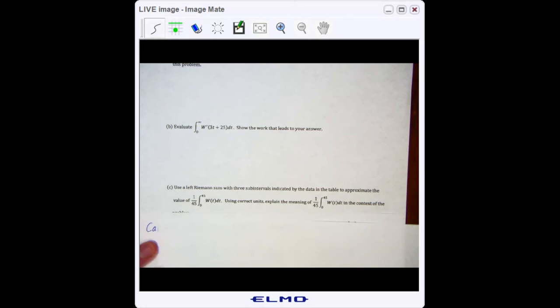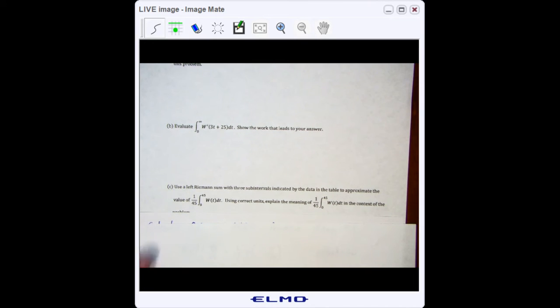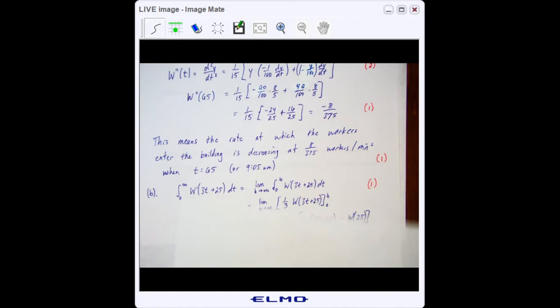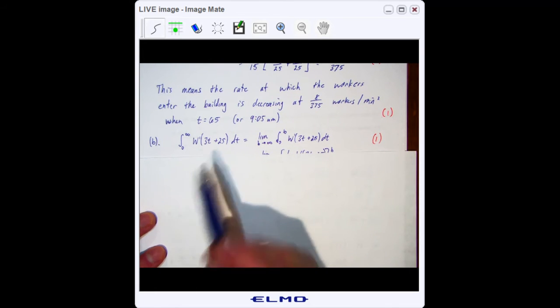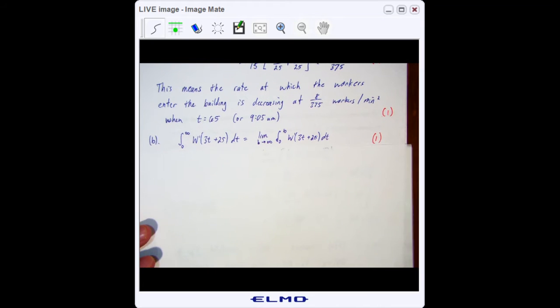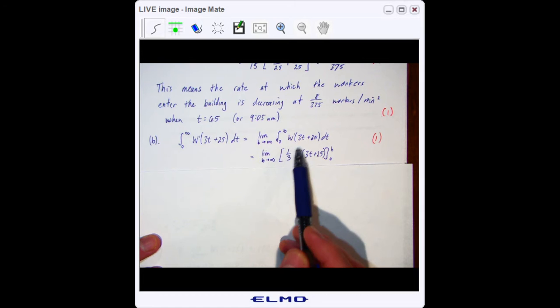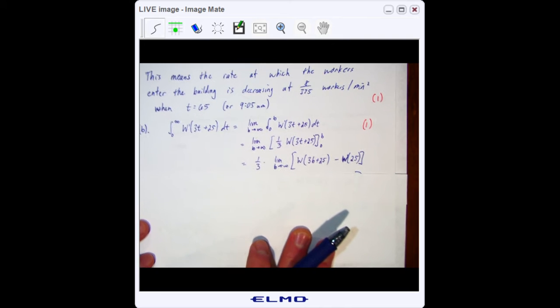Part B was probably one of the challenging parts. Find this integral from 0 to infinity, so it's an improper integral. So first thing you need to do is set it up as an improper integral. Replace the upper bound with b, limit as b approaches infinity. And then we do the antiderivative. Don't forget to put the 1/3 out front. Antiderivative of w prime is w, and then you plug in b and you plug in 0.